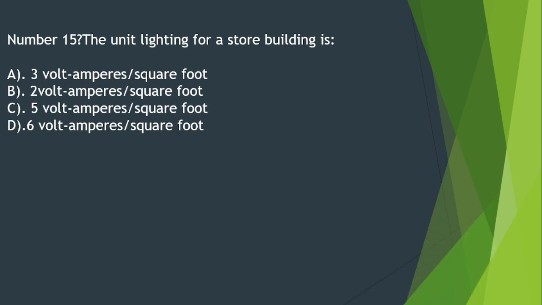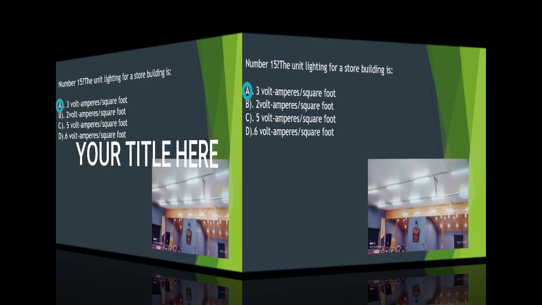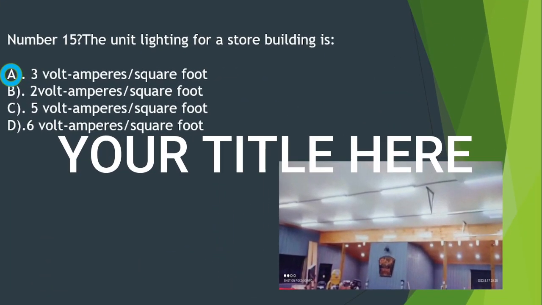Number 15. The unit lighting for a store building is A. 3 volt amperes per square foot, B. 2 volt amperes per square foot, C. 5 volt amperes per square foot, or D. 6 volt amperes per square foot. Answer is A. 3 volt amperes per square foot.